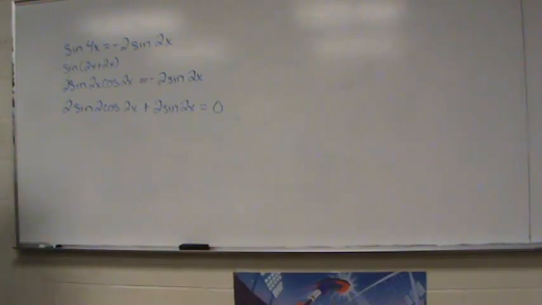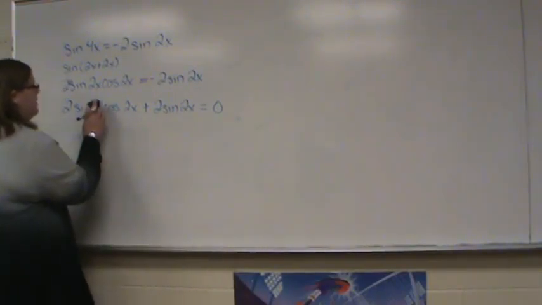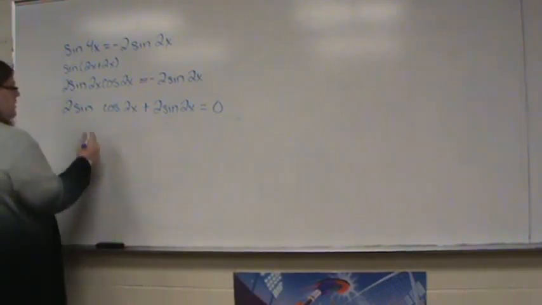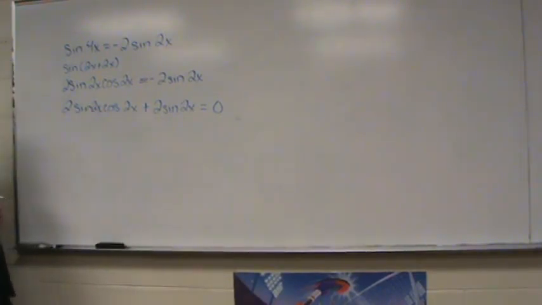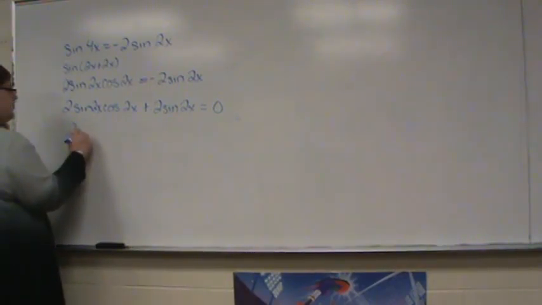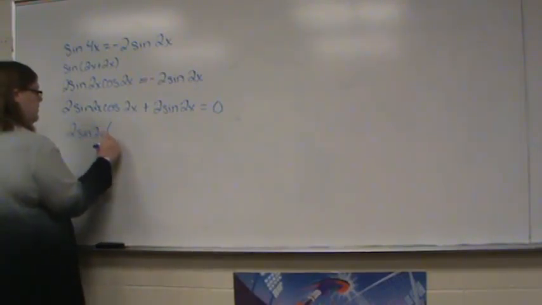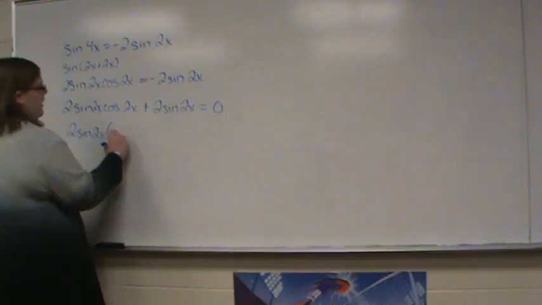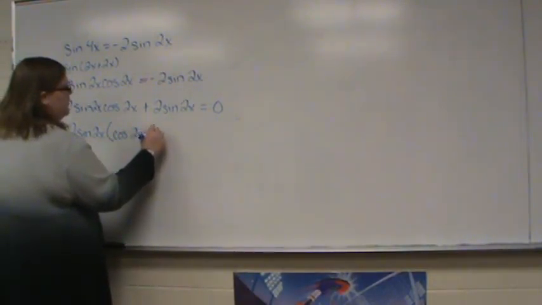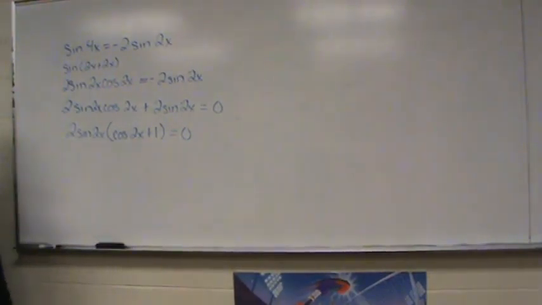So once we get to this step, we need to look at each of our terms. Is there something we can do with this equation, the way it's written now? We can pull out a 2 sine 2x. And then we're left with cosine 2x plus 1. So now this should look like an equation that we've solved before.